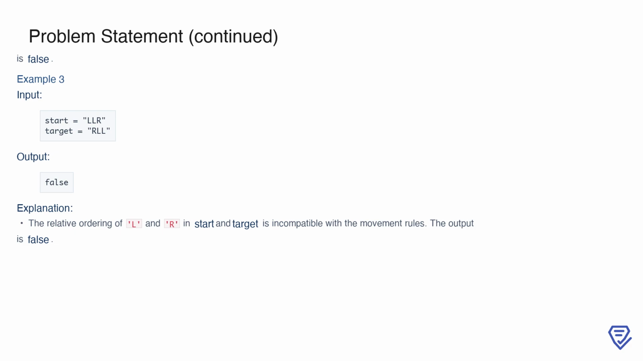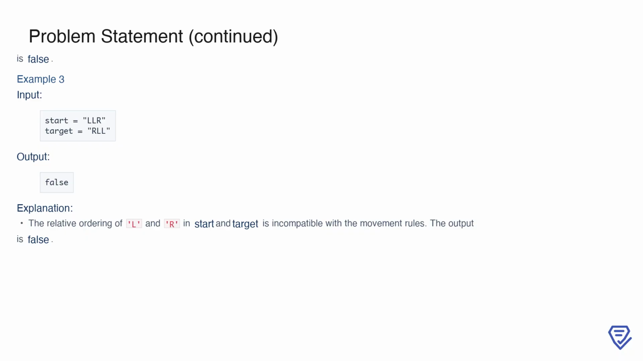Now consider another example where start is X and target is L. In this case, the output is false. Here, the target string contains no X, which makes it impossible to rearrange the characters in start to match target. This violates the rules, so the transformation cannot be achieved.